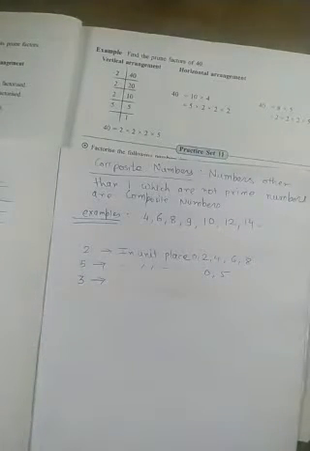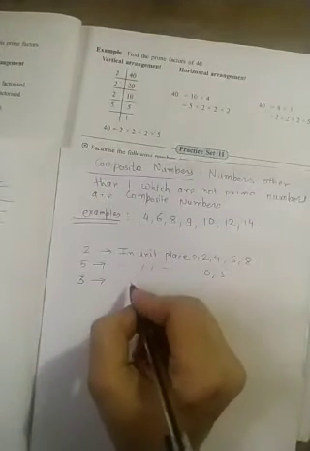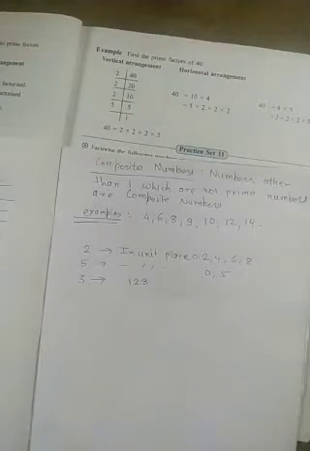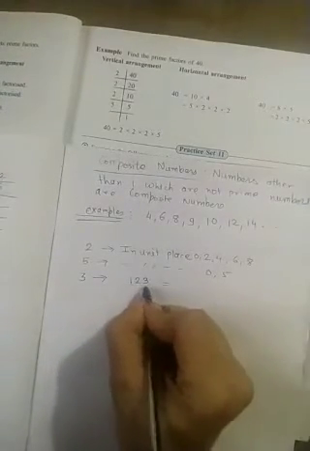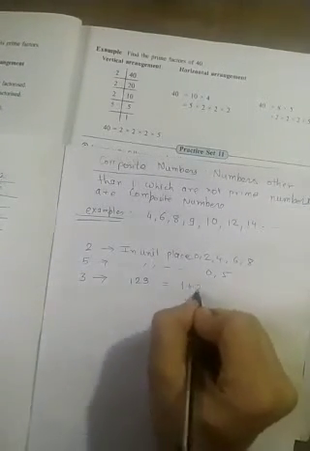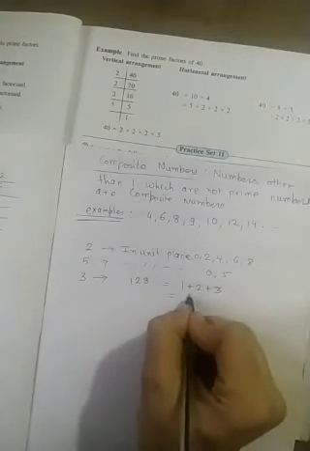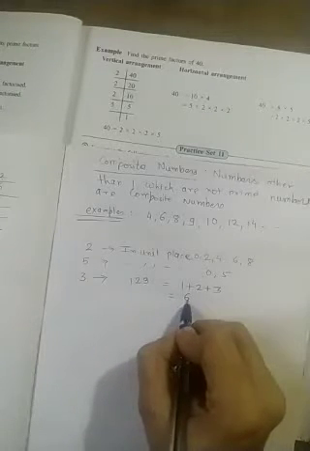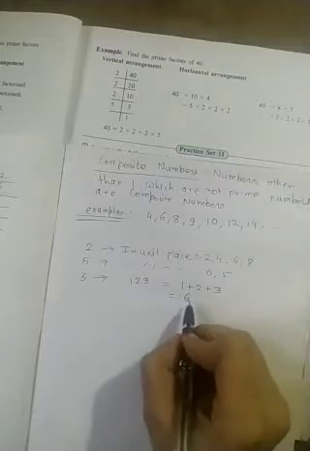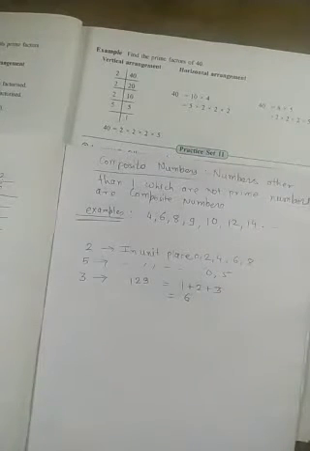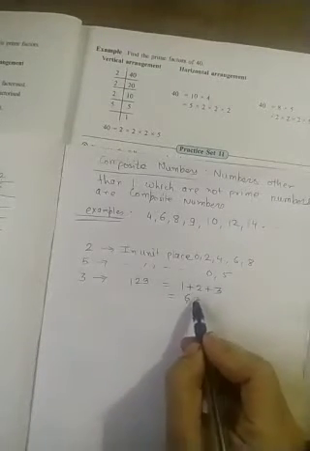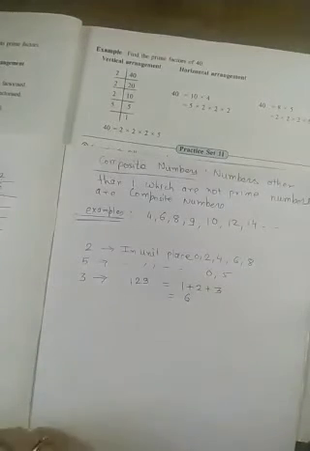For this you have to add the digits of the given number. Suppose the number is 123. Then what you will do? You will add the digits of 123, that is 1 plus 2 plus 3, equals 6. Here 6 is divisible by 3. That means this number, 123, is divisible by 3.